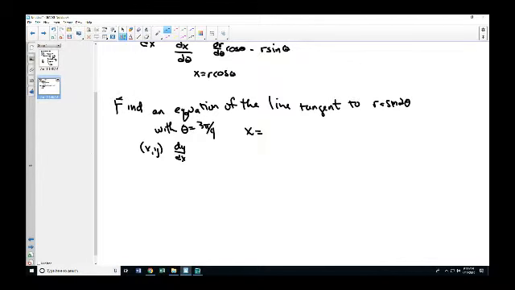X equals r cosine theta, right? So we know theta, what's r? Sine 2 theta. So when it asks for a line tangent to a polar curve, it's still an x, y equation. Kinda weird, huh? Okay, let's do sine of 3 pi over 4. Sorry, 3 pi over 2, that was dumb.